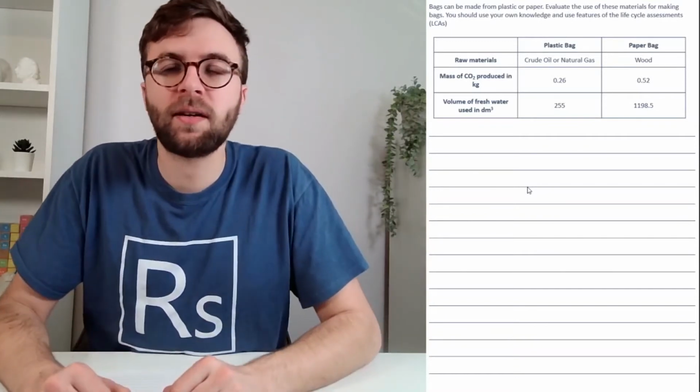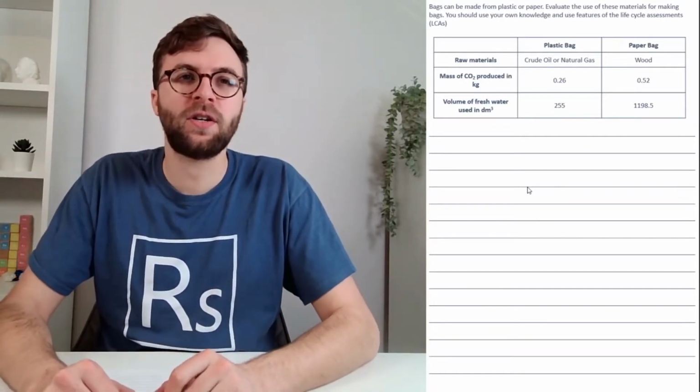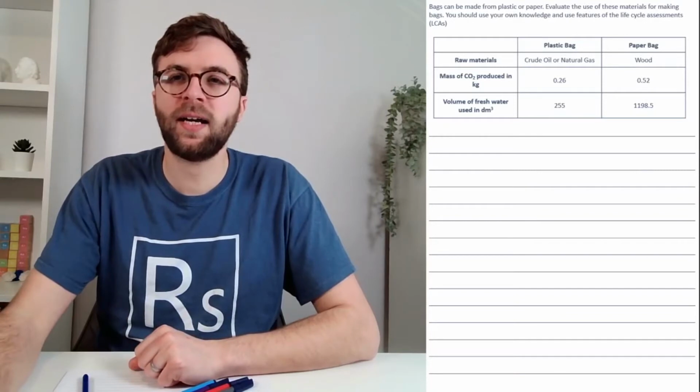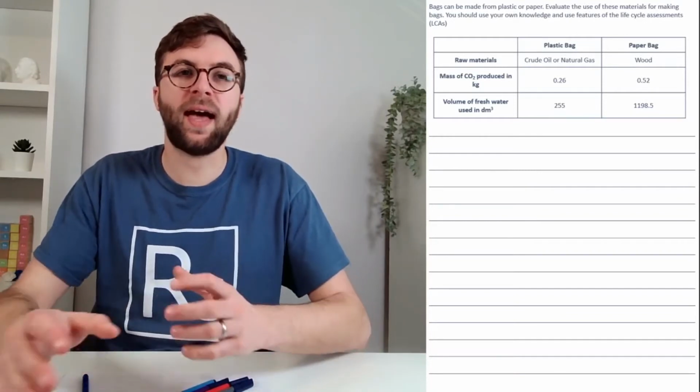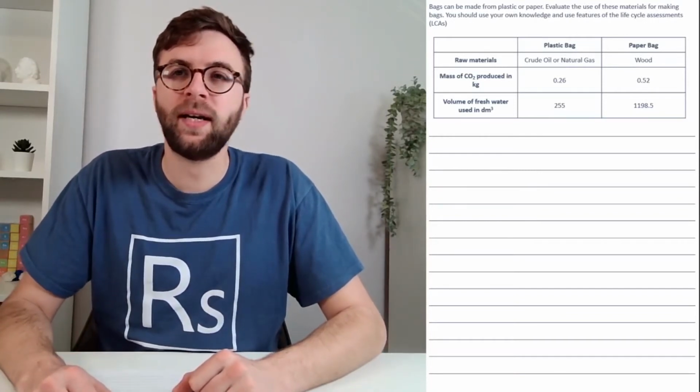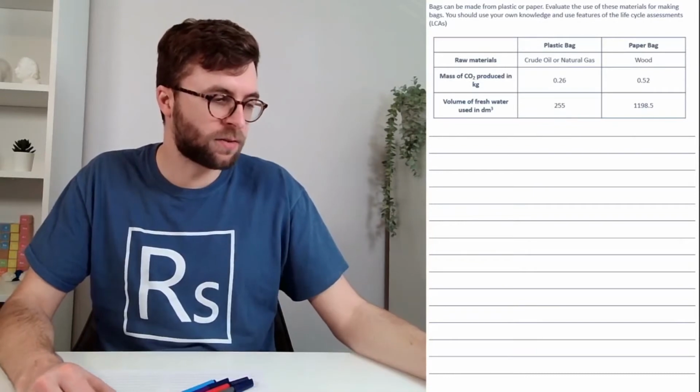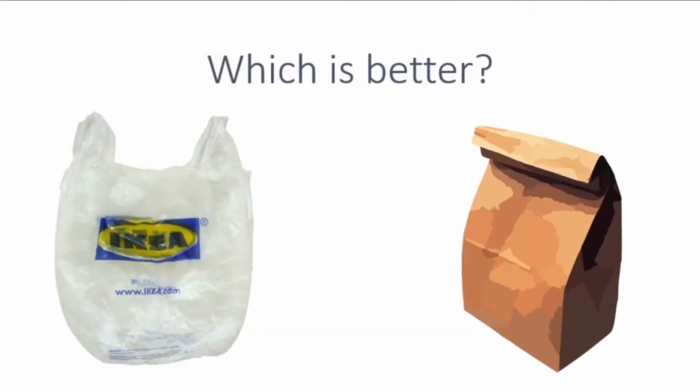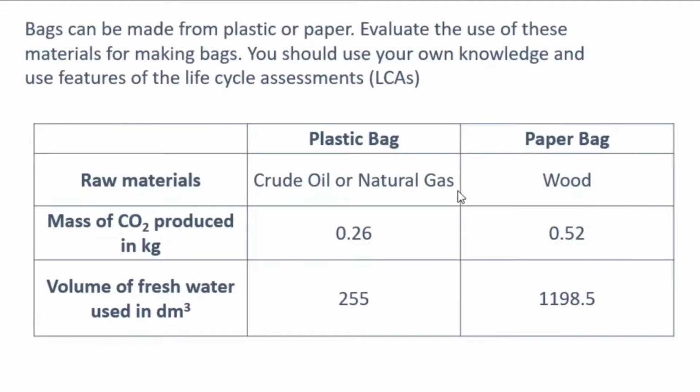Often with these questions, they'll give you a table of information. So you can see that we've got a table of information there when we're trying to choose which one is better. So this question's all about which is better, plastic bags or paper bags. And there's the question a bit bigger for you.